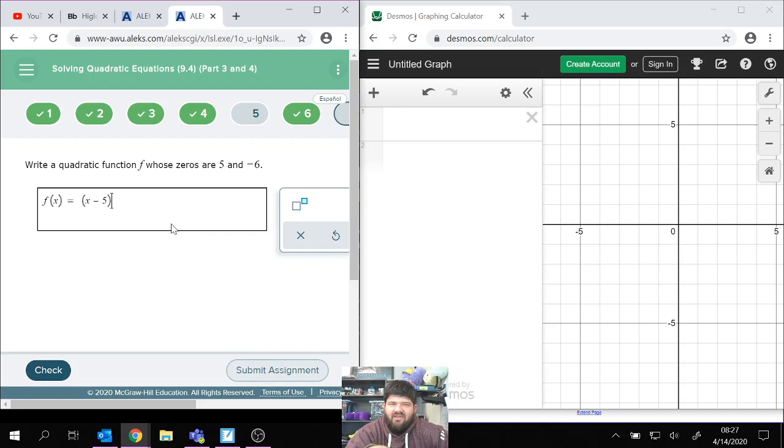Because if you do x plus 5, then you plug in 5, it doesn't work. So if you plug this 5 in for x, 5 minus 5 is 0. That's good. Same thing for the other one: the opposite of -6 is positive 6.